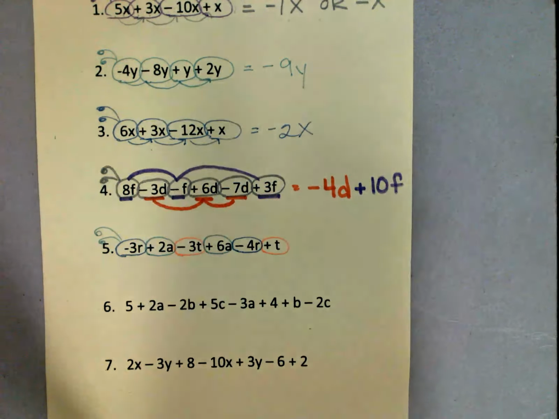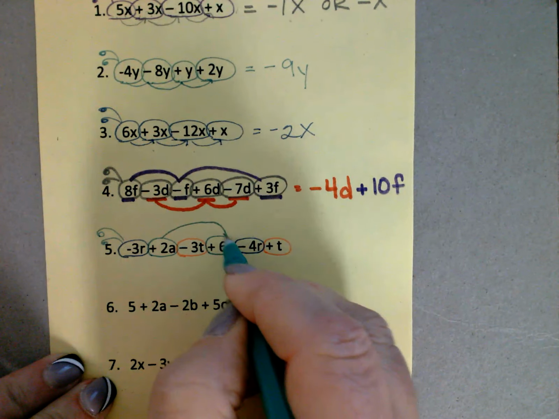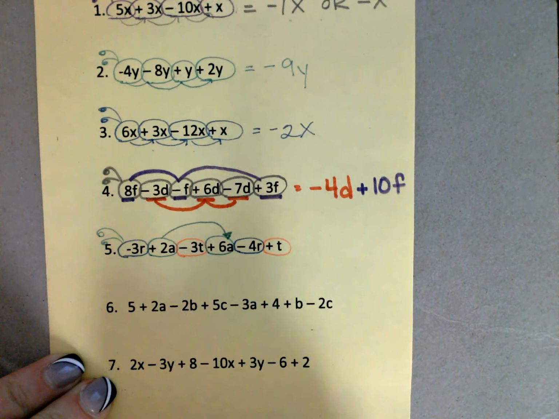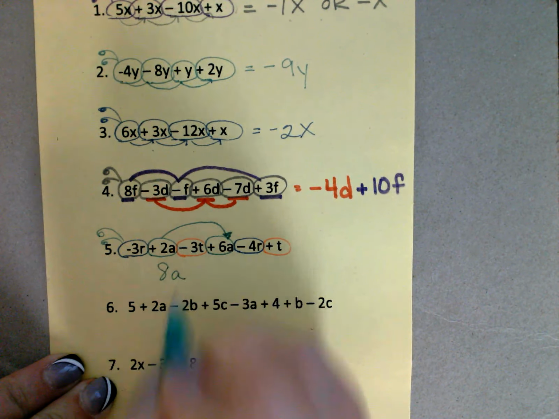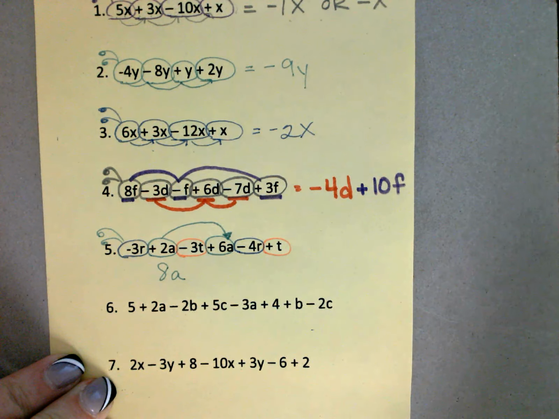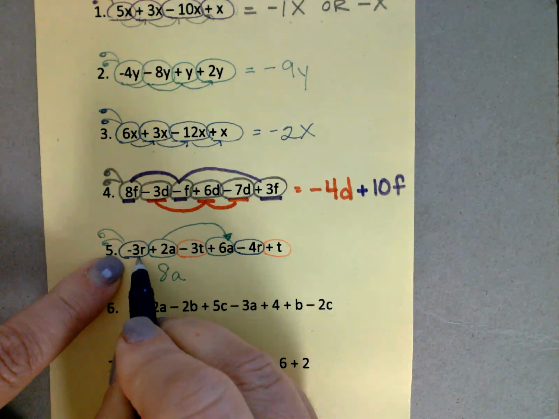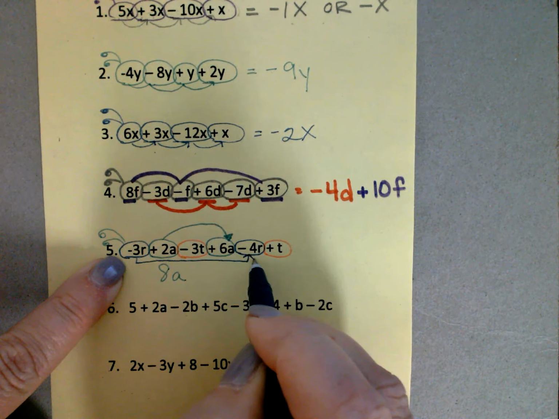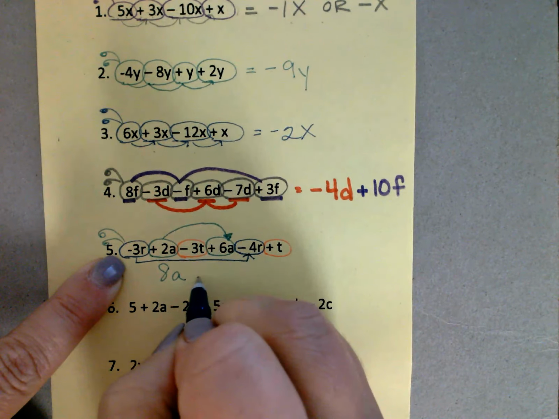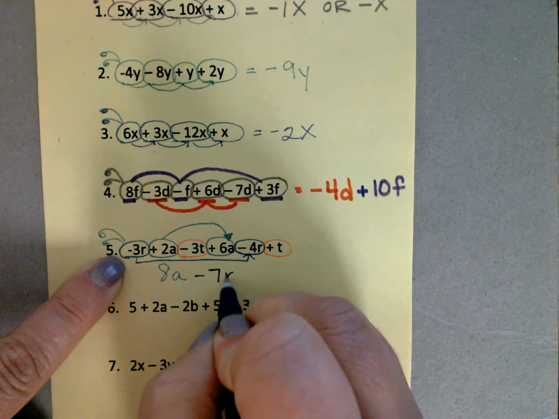I like to do alphabetical order, so I'm going to start with my A. 2 A's plus 6 A's get me a total of 8A. Okay, R would be next. So if I have -3 R's here, and down here I have 4 more negatives, I have a total of -7 R's.